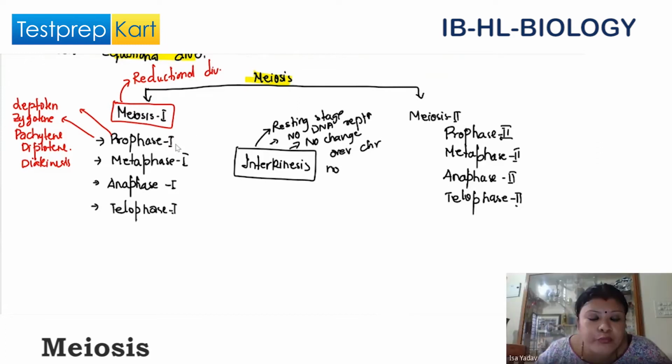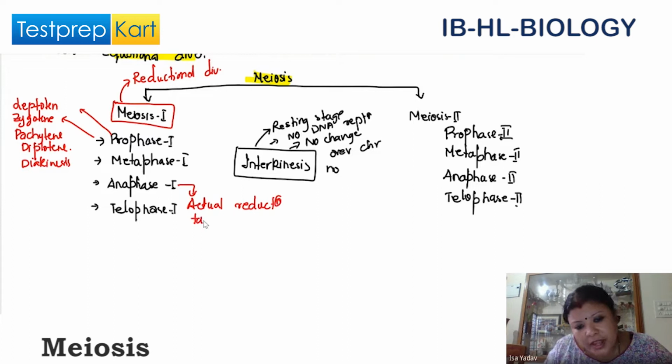Prophase 1, metaphase 1, anaphase 1, and telophase 1. It is in anaphase 1 that the actual reduction takes place, 2n to n.